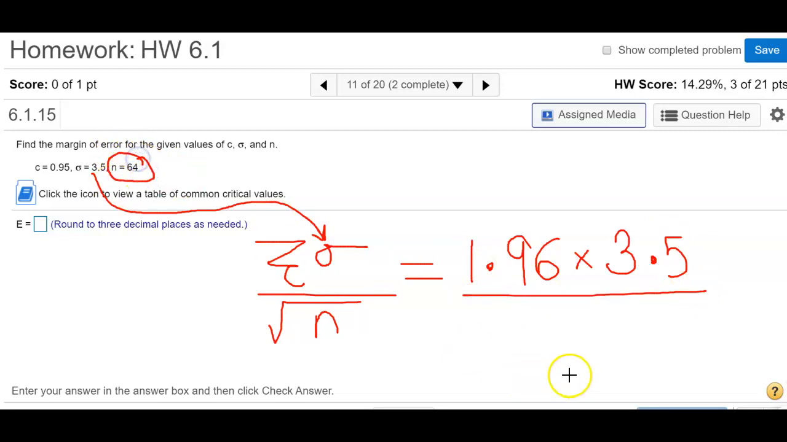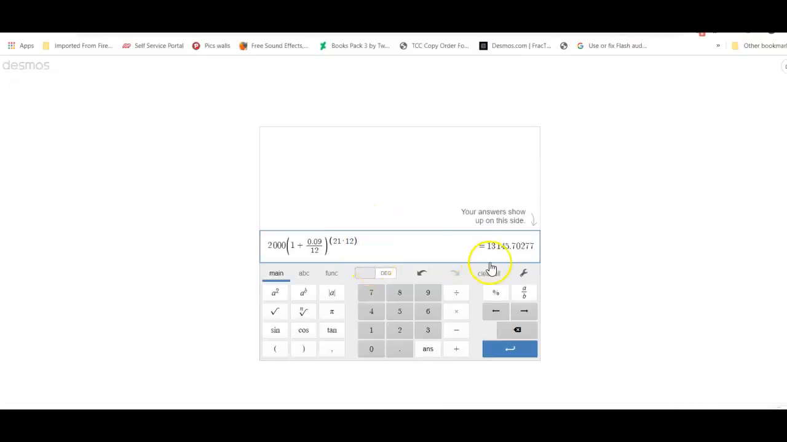Remember, the n is your sample size, and your sample size should always be greater than 30. So the square root of 64. Let me go ahead and see if I have a Desmos open. Yes, I do. So 1.96 times 3.5 divided by the square root of 64.